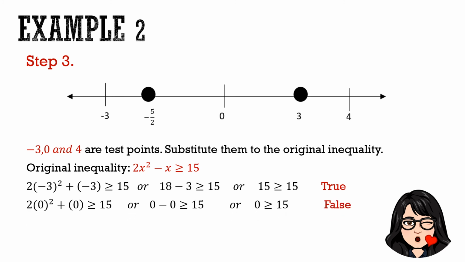Next one, substitute 0 into the given inequality. 2 times 0 squared plus 0 is greater than or equal to 15. 0 is greater than or equal to 15. False. The last one, substitute 4 into the given inequality. 2 times the quantity 4 raised to 2 plus 4 is greater than or equal to 15. 32 plus 4 is greater than or equal to 15. 36 is greater than or equal to 15. True.